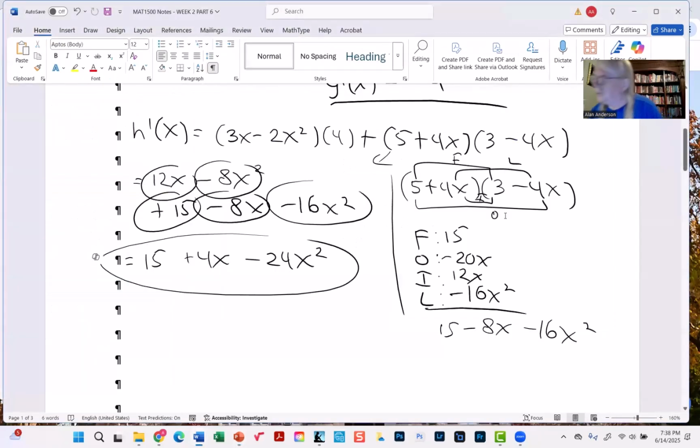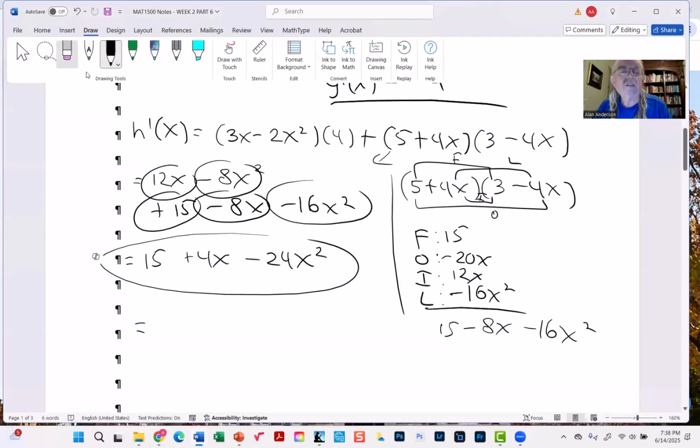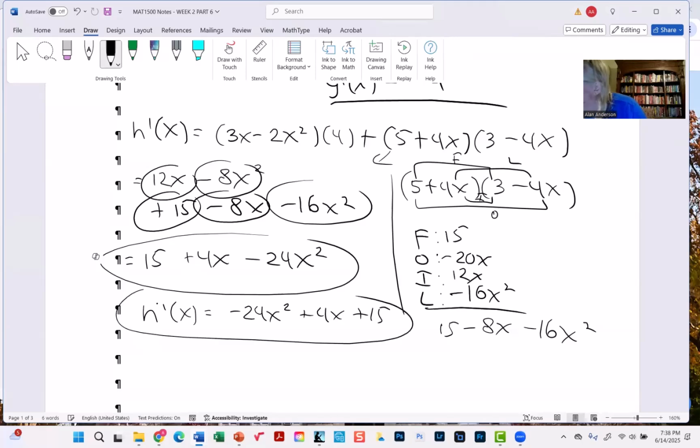Or, by convention, normally you try to write them in descending order of exponents. In other words, while this is correct, let's rewrite it. And now we're all set.